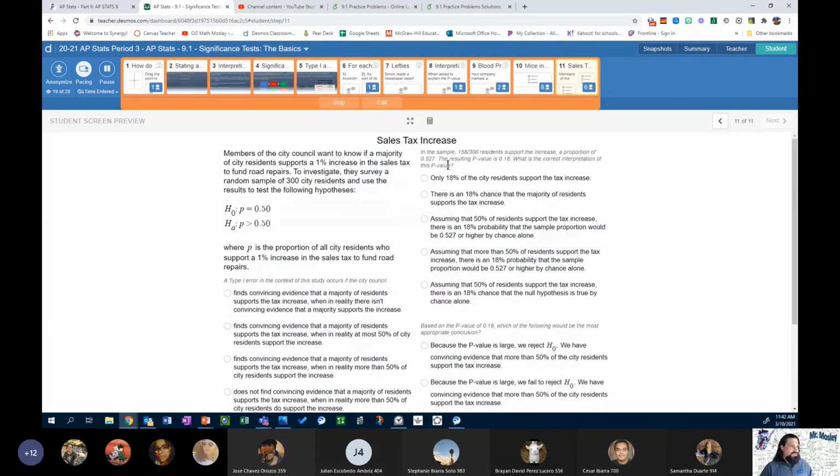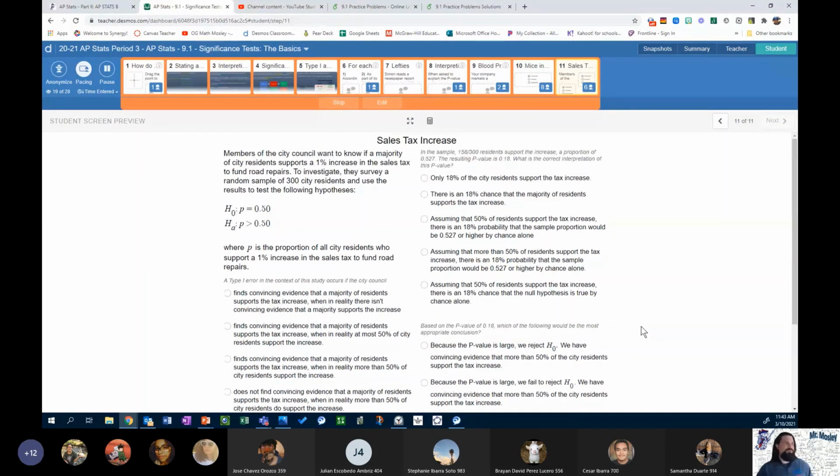We have a given p-value and results. In the sample, we have 158 out of 300 who support the increase. We get a p-value of 0.18. What's the correct interpretation of the p-value? And then based on the p-value, 0.18, which of the following would be the most appropriate conclusion?